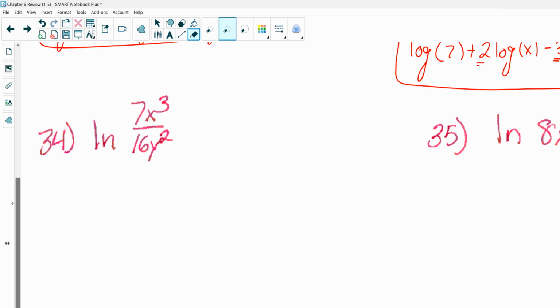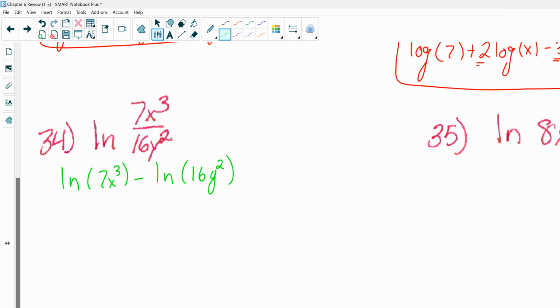Number 34. So the first one would be a quotient. So ln of 7x cubed minus ln of 16y squared. Quotient. Natural log of the numerator minus natural log of the denominator. Natural log of the top minus natural log of the bottom.